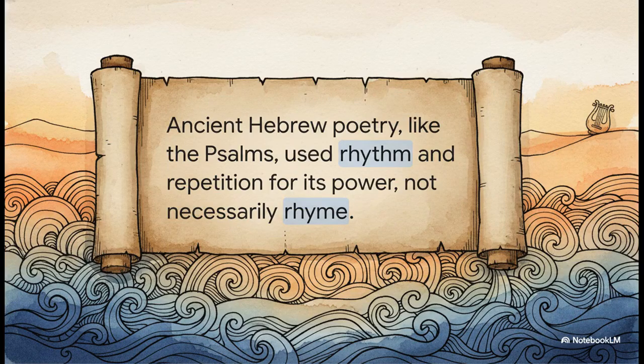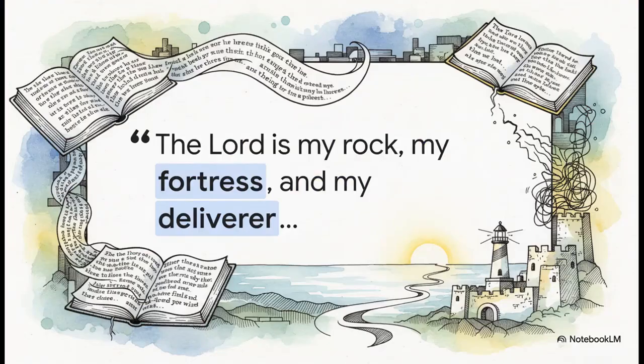And you know, this whole idea of using structure to create power, it's not new at all. It's ancient. In fact, if you look at a lot of ancient Hebrew poetry, like the Psalms, it wasn't always about rhyming. Its incredible emotional power comes from the careful, deliberate use of rhythm and repetition. Take this line from Psalm 18. "The Lord is my rock, my fortress, and my deliverer." Do you see what's happening? It's repeating the same core idea, but stacking these powerful images one on top of the other. That structure builds this overwhelming feeling of strength and safety. That's the power of intentional word choice.